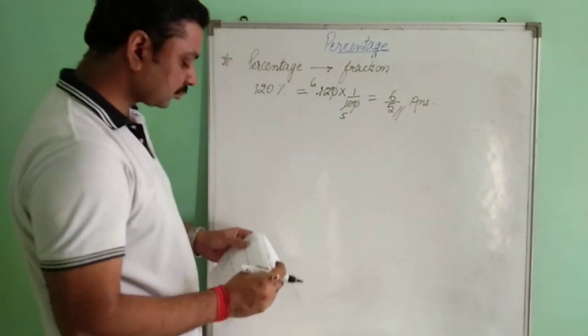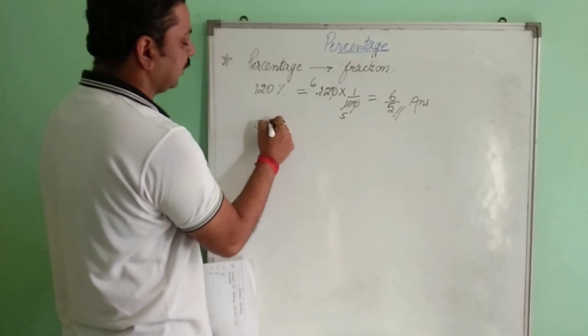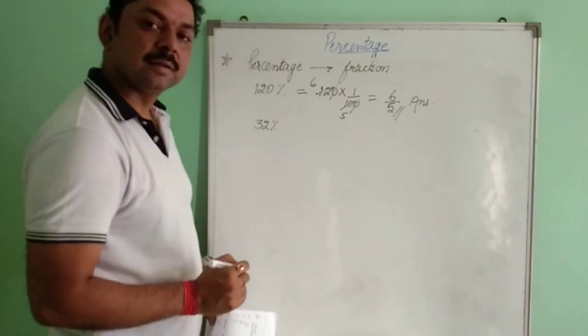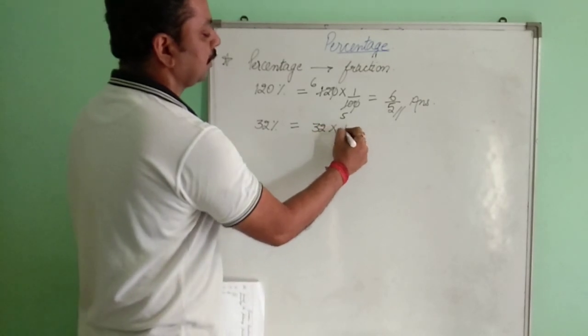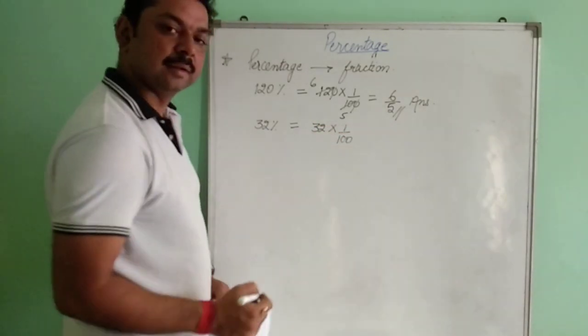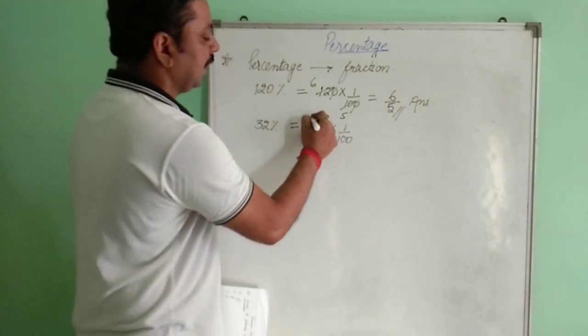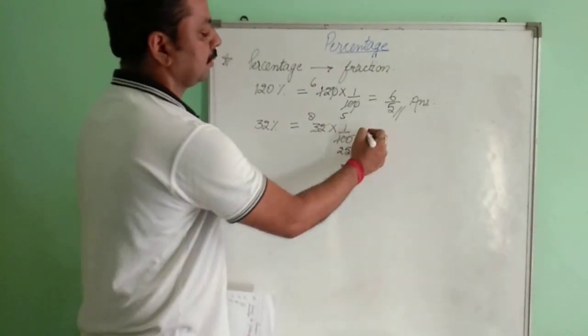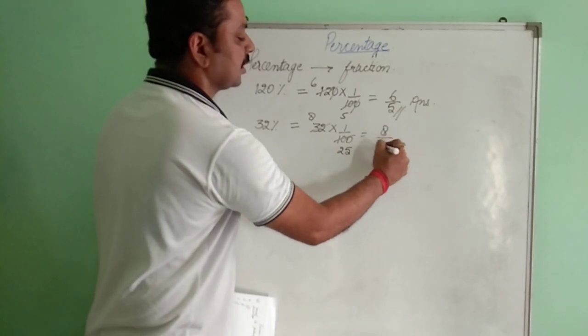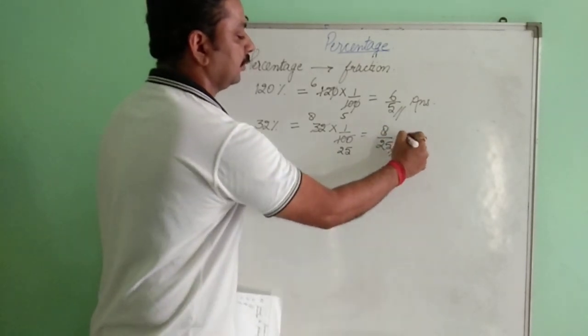Clear? Then if you have 32%, that will again be 32 multiplied by 1 upon 100. Clear? Then 4 8s are 32, 4 25s are 100. So you will get a fraction as 8 by 25.